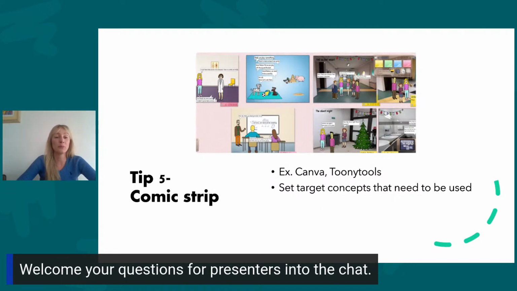As for the fifth tip, this is something that my students love. You can make comics or ask your students to make comics. You can use Canva or Toonie tools. You have to set this target concept that has to be used. So your learners have to investigate the target concept. They have to show and prove that they have understood how to use this concept. They get to give an example. Plus, they get to improve their digital skills by doing this as well.